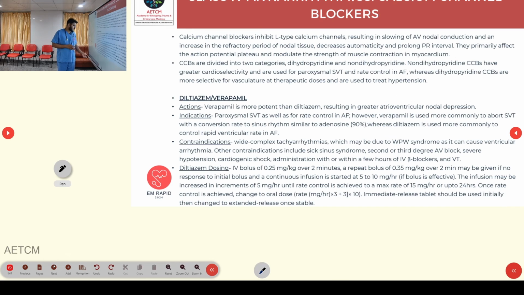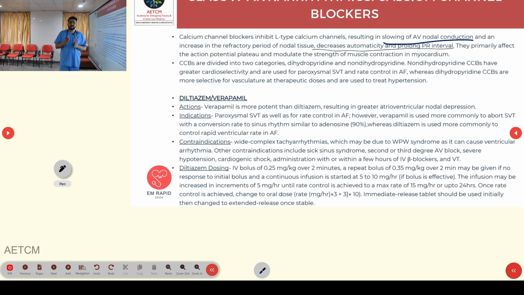vernakalant is very less commonly used. Class 4 antiarrhythmic agents, which are the calcium channel blockers, inhibit mainly the L-type calcium channels, which results in slowing of nodal conduction and an increase in the refractory period of nodal tissues, and this decreases the automaticity and prolongs the PR interval. So it decreases mainly the automaticity and prolongs the PR interval. They primarily affect the action potential plateau and modulate the strength of muscle contraction in myocardium.